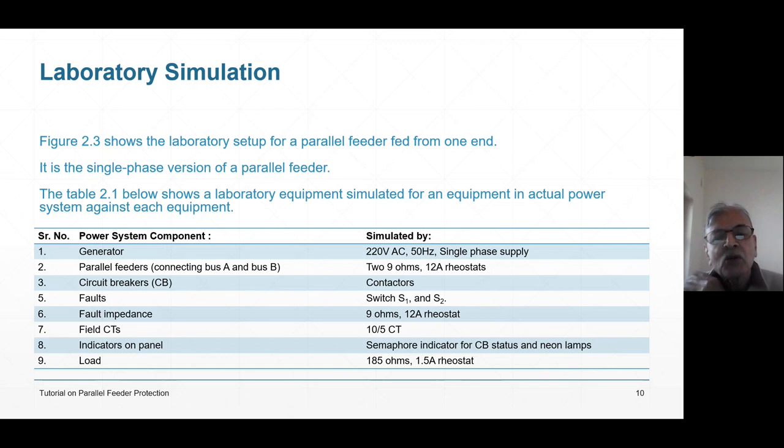Parallel feeders: for parallel feeders, what do I do? I take 9 ohm, 12 ampere rheostats. In one line, two rheostats. In another line, two rheostats. 9 ohms each means a line has 18 ohms of impedance. Once again, because these are overcurrent relays, I am not interested in phase angle, and therefore I am not simulating a line by a reactor. When we come to distance protection, we will simulate by reactors.